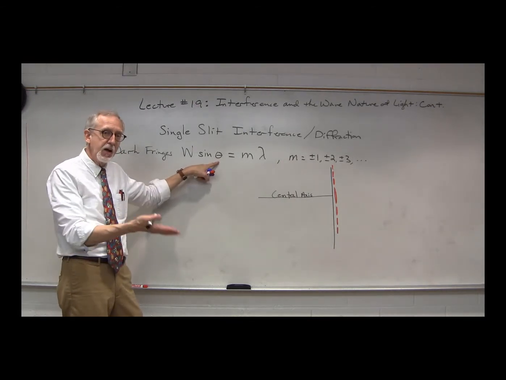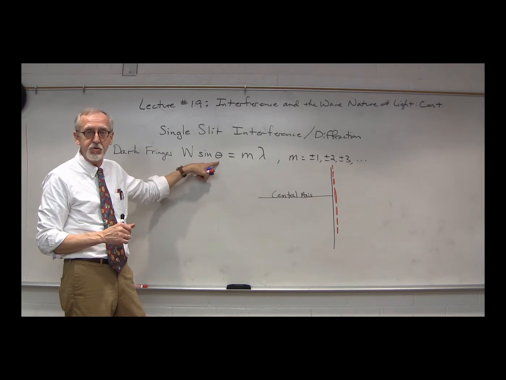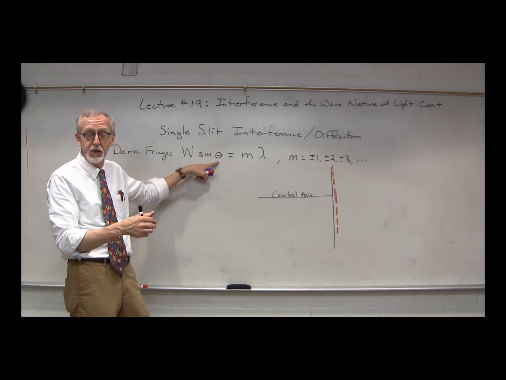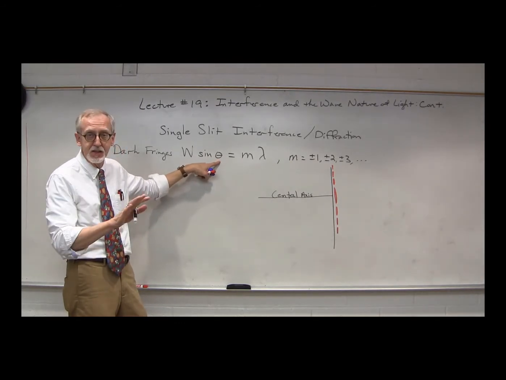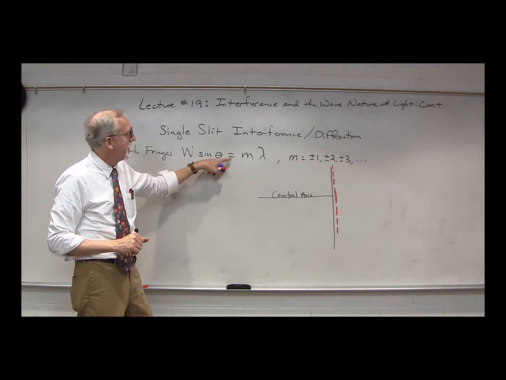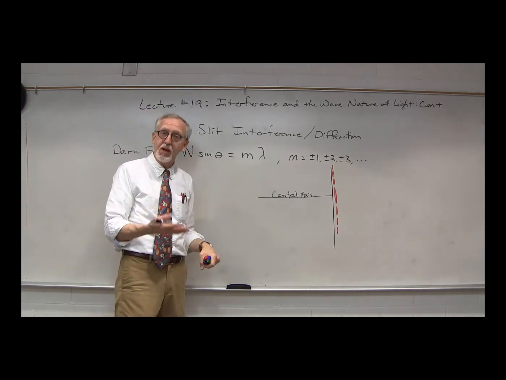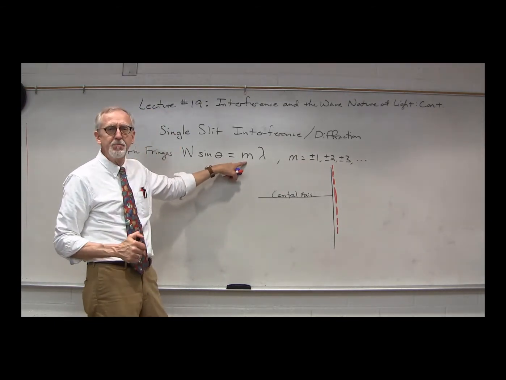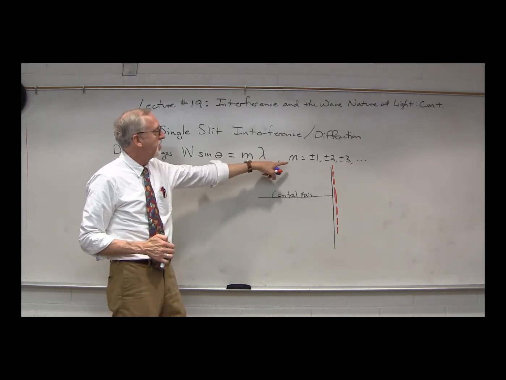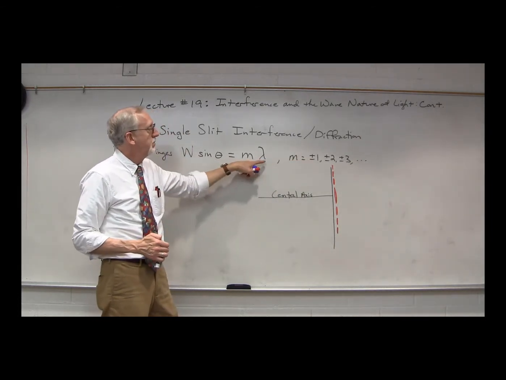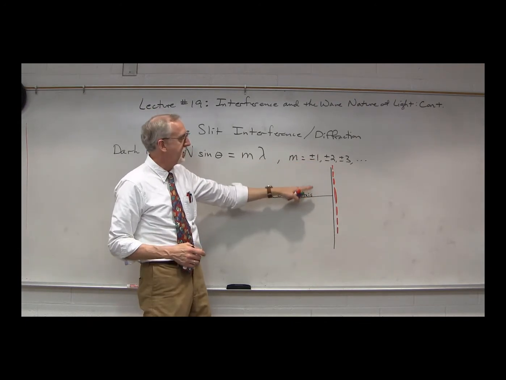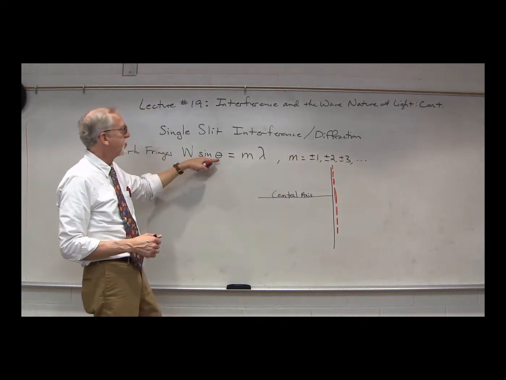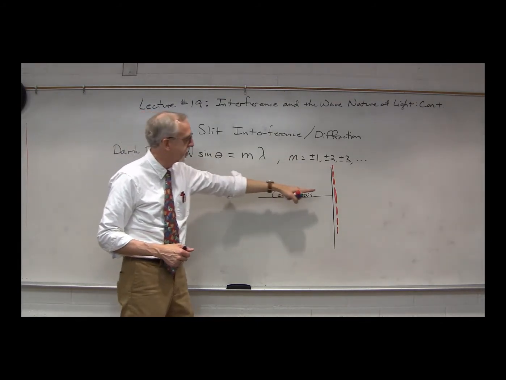Theta is then the angle measured from the central axis. We could say theta is positive if it's above, negative if it's below. That's kind of arbitrary, but that's the way that we've done this. Is equal to m lambda. Lambda is the wavelength of the light source, the wavelength of the laser. M is then, well, what is m? Well, we found that m was 1, 2, 3. Those would be for positive angles. M would be -1, -2, -3 if we wanted to look at negative angles, in other words, for angles below the axis.